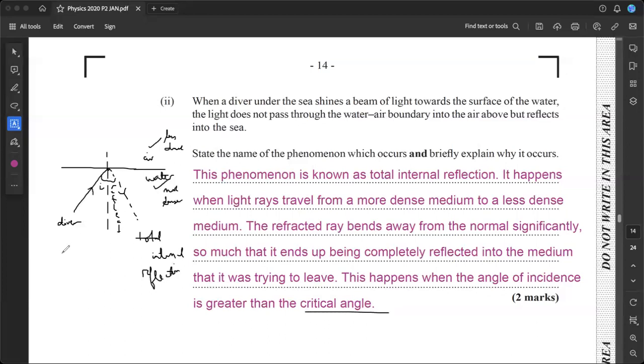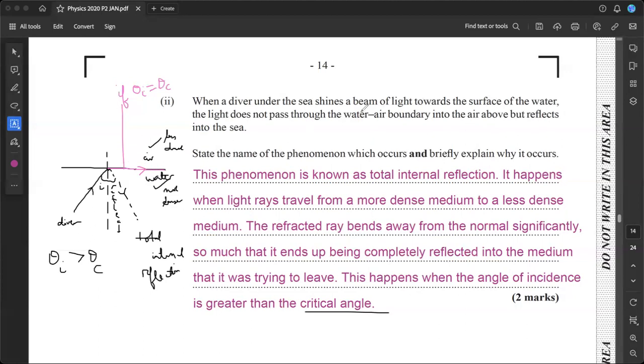Whenever the angle of incidence, theta I, is greater than our critical angle, then we see total internal reflection. If this angle wasn't greater than the critical angle, what would we see? We would just see a grazing of that ray along this boundary. So it would just go like that. This is if the angle of incidence, theta I, is equal to the critical angle. We wouldn't see total internal reflection. We would just see a grazing along the surface.